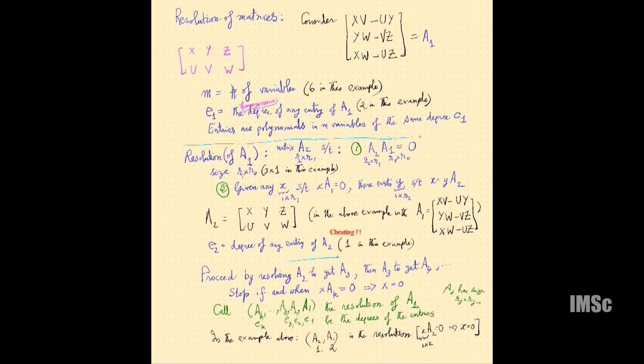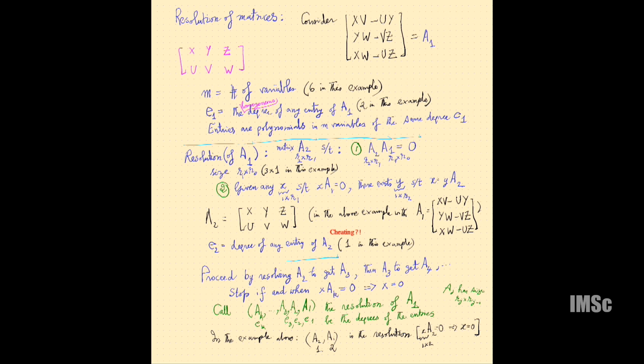Let's make another observation which is going to be important for what we're going to do here. The entries here are the 2 by 2 minors of this matrix. So x, y, z, u, v, w, just think of these as variables, and xv minus uy is the determinant of this 2 by 2. yw minus vz is the determinant of this 2 by 2 submatrix.